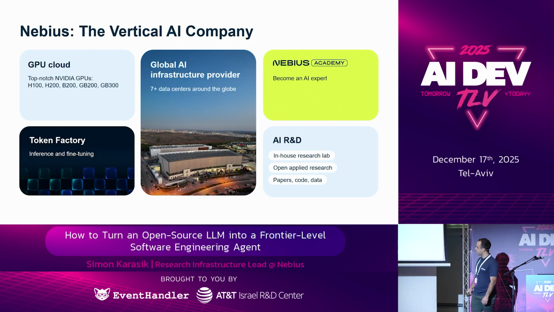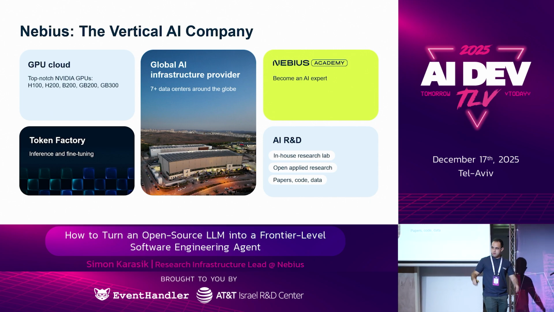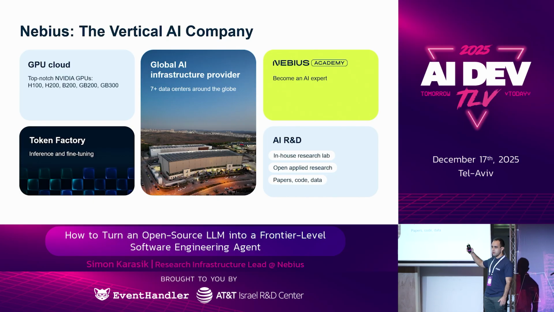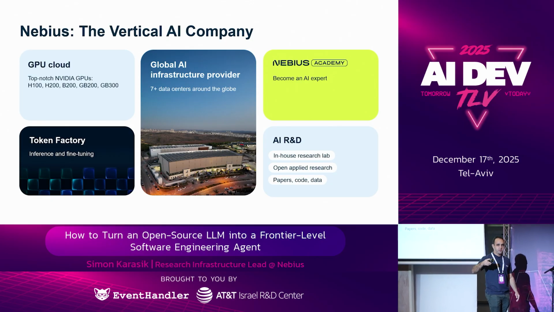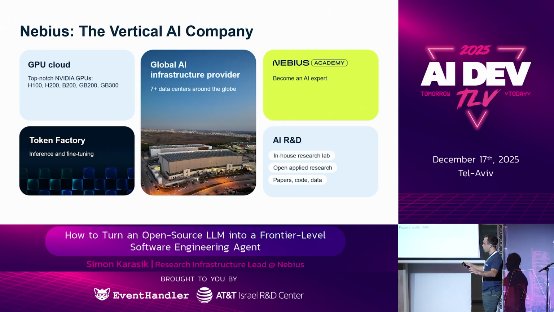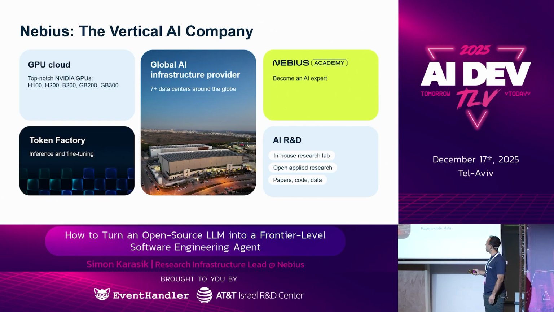So first of all, let me share a couple of words about Nebius. Nebius is the vertical AI company. We do everything from top to bottom. First of all, Nebius is a GPU cloud, and we offer all of the latest and most powerful NVIDIA GPUs. We own more than 7 data centers around the world, and one of them is actually here in Israel, near Modi'in. You can see it in the picture.